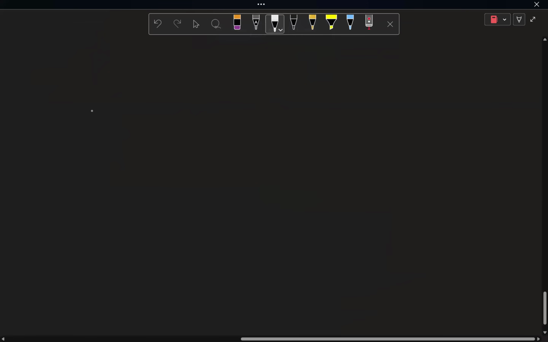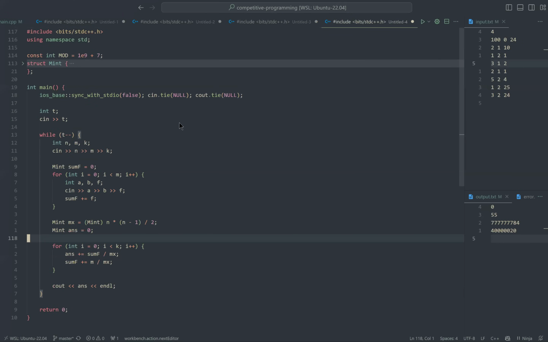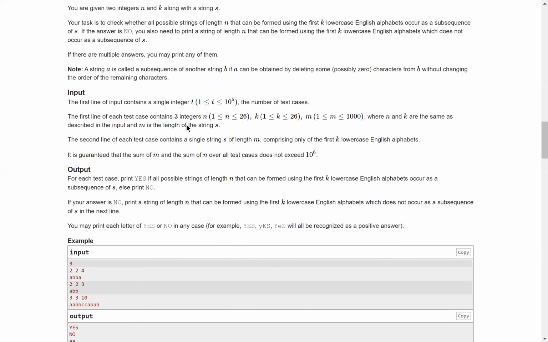Let's look at the fourth problem now. The fourth one is a bit difficult, or at least quite mathematical. I don't really understand it completely either. So this is the fourth problem.